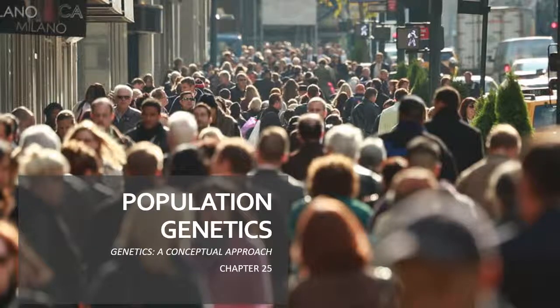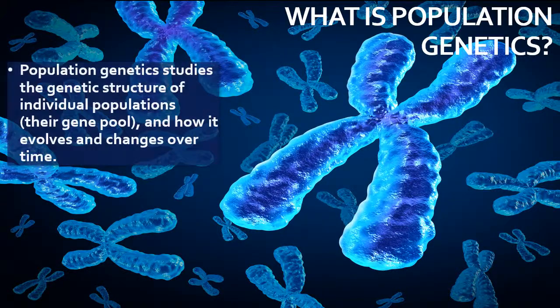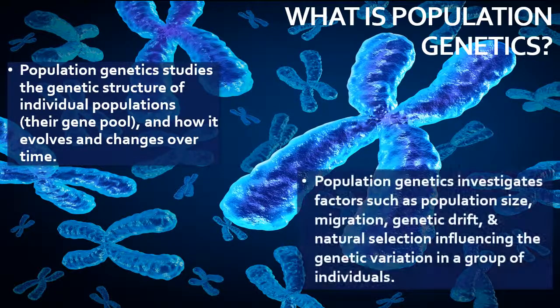Population Genetics, Chapter 25. What is population genetics? It studies the genetic structure of individual populations and how it evolves and changes over time. It investigates factors such as population size, migration, genetic drift, and natural selection influencing the genetic variation in a group of individuals.